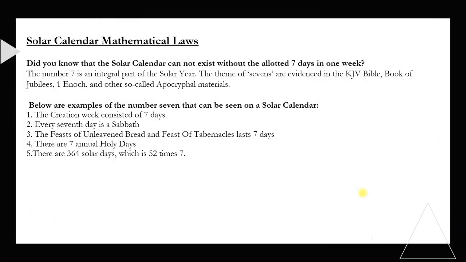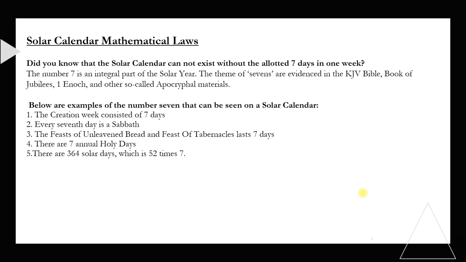The mathematical laws. Did you know that the solar calendar cannot exist without the allotted 7 days in 1 week? It cannot exist. The number 7 is an integral part of the solar year, and the theme of sevens is evidenced in the KJV Bible. It's also in the book of Jubilees. It's in 1 Enoch and some of the other so-called apocryphal materials.